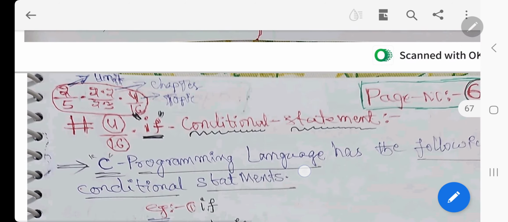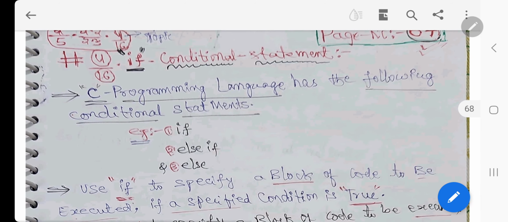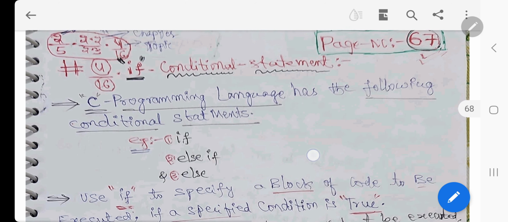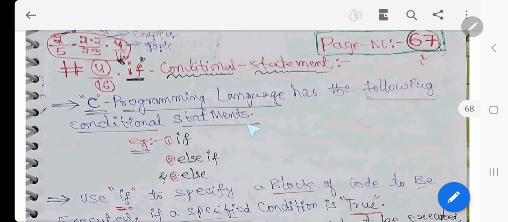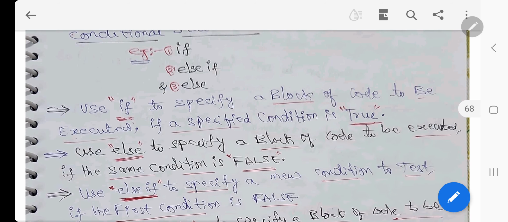And now going to the first topic. I'm going to tell you about the if condition statement. The C programming language has the following conditional statements: if, else if, and else, and so on. Use if to specify a block of code to be executed if a specified condition is true, then something will be printed, as shown in the previous program.